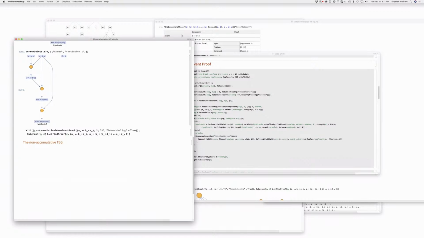Is that right? The non-accumulative. Yes, I think that is right. The non-accumulative token event graph is just like the path-based derivation system, except that events can be fed by different axioms if there are multiple axioms. Right? Yeah. You get this kind of canopy of axioms above your path. Yes. Right, exactly. Feeding different pieces of it.